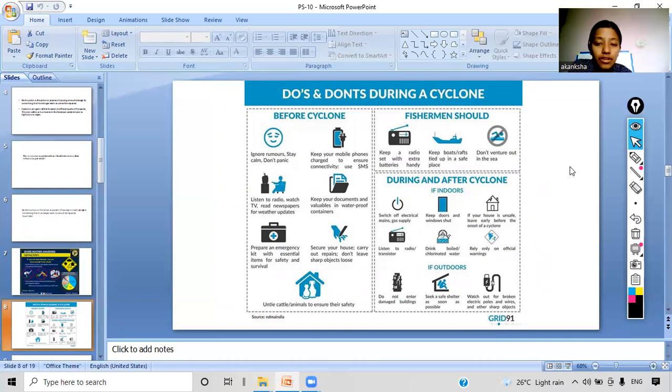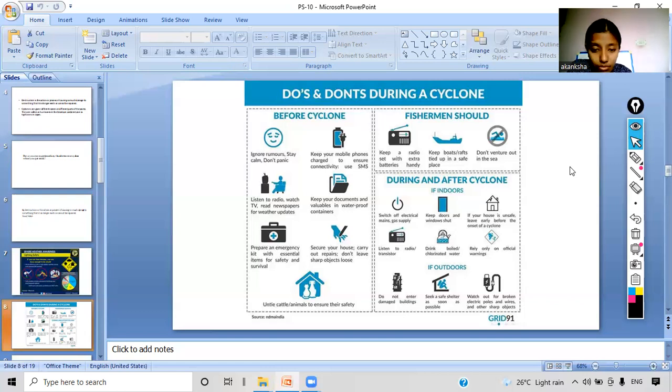So what are the activities before a cyclone? Yes, ignore rumors. This is very important. Just don't believe someone and cause a rush, right? Ignore rumors and stay calm and don't panic. So yes, panicking will not get you anywhere. It will only make you rush. And rushing is strictly prohibited.